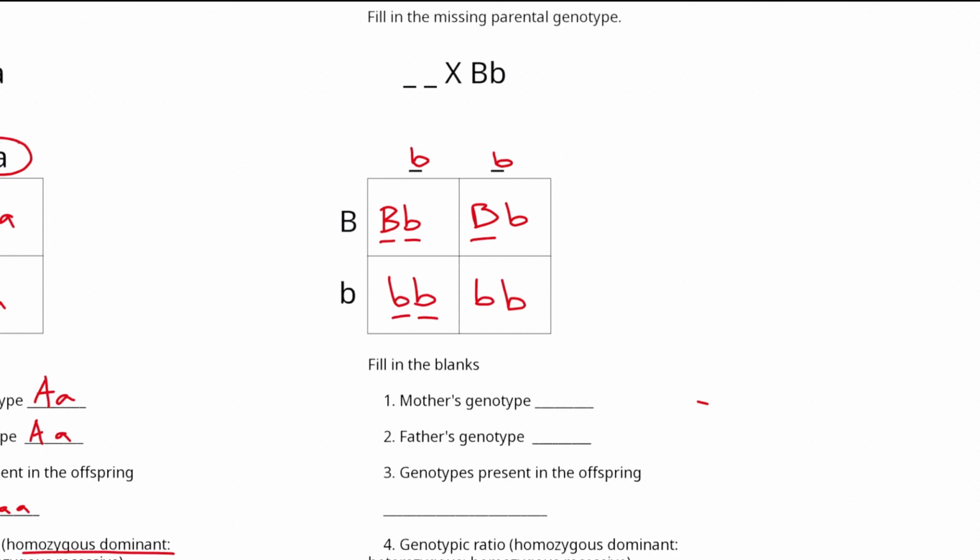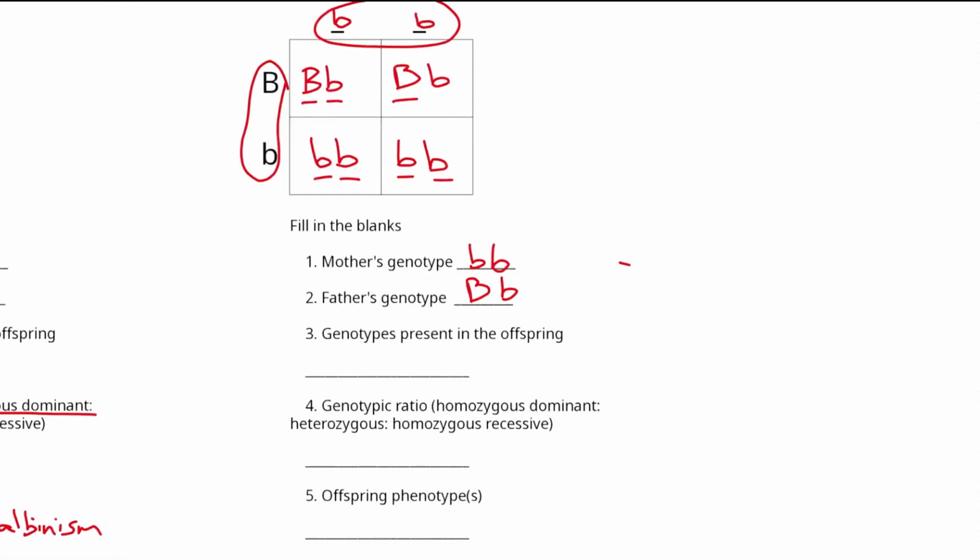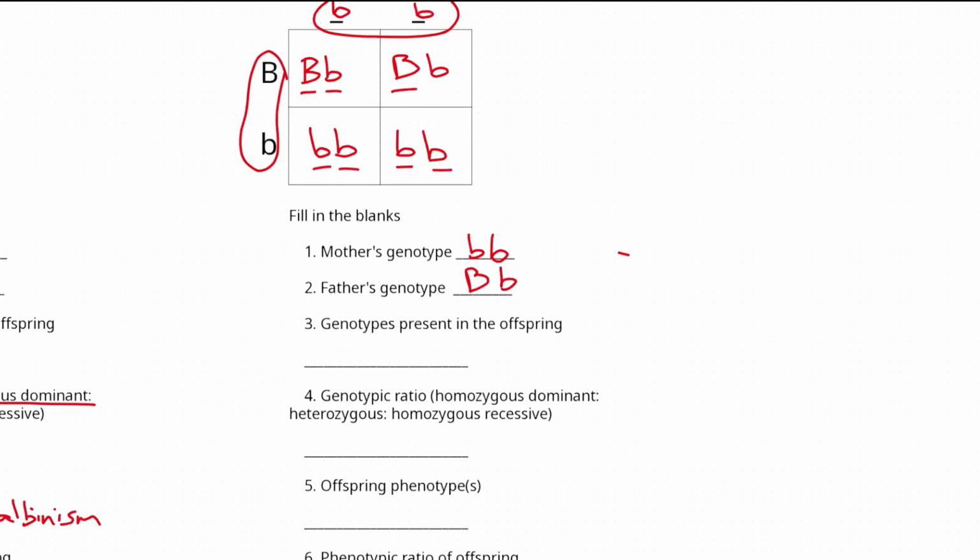So the missing genotype would be from the mother. It's little b, little b. The father's genotype is on this side, and we have big B, little b. So genotypes present in the offspring, big B, little b, and then little b, little b.